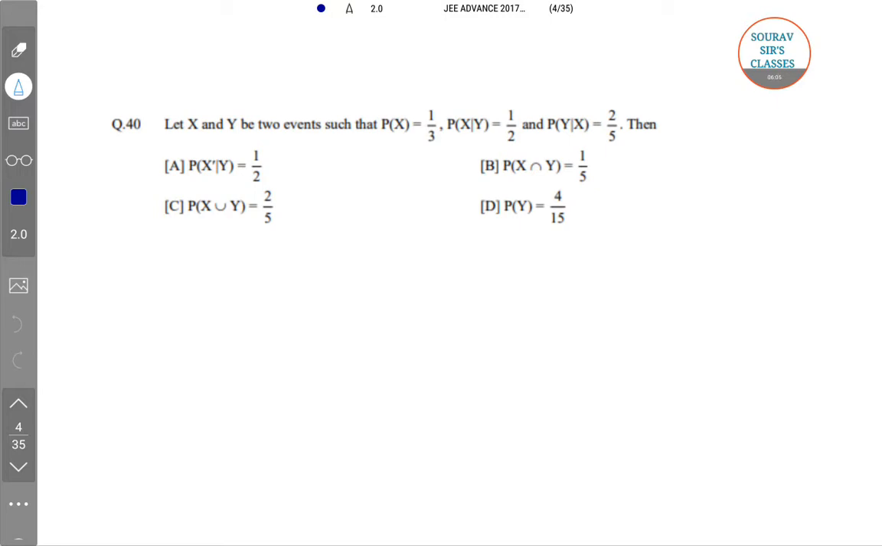Next, let X and Y be two events such that P(X) equals 1/3, P(X given Y) equals 1/2, and the probability of Y given X is 2/5. Then we need to find which of them is correct.